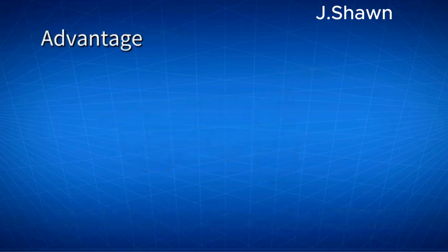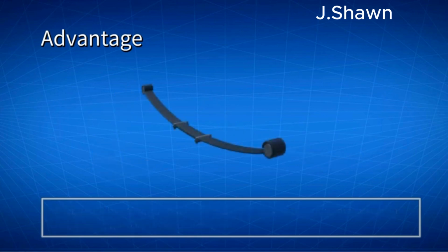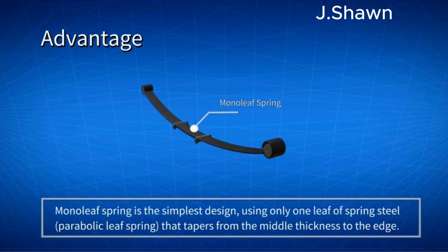The advantage. Compared to coil springs and shock absorbers, leaf springs are simple in design and have low production cost. Mono-leaf spring is the simplest design, using only one leaf of spring, also called a parabolic leaf spring, that tapers from the middle thickness to the edge, to properly distribute the vertical load.